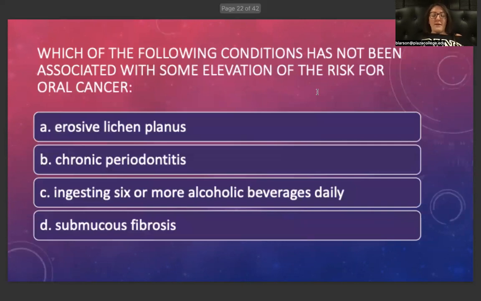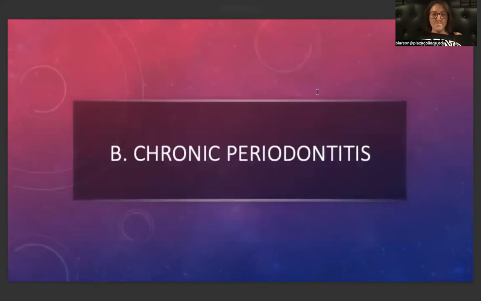Which of the following conditions has not been associated with some elevations of the risk for oral cancer? Erosive lichen planus, chronic periodontitis, ingesting 6 or more alcoholic beverages daily, submucosal fibrosis. So the answer to this is B, chronic periodontitis.